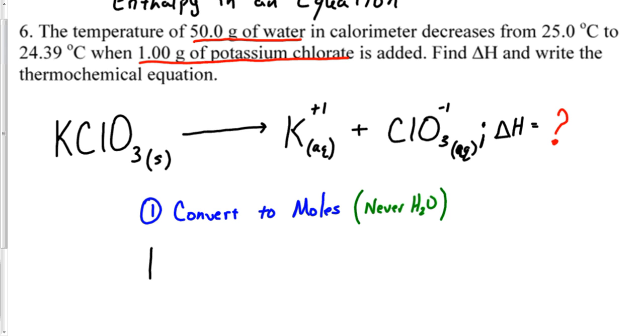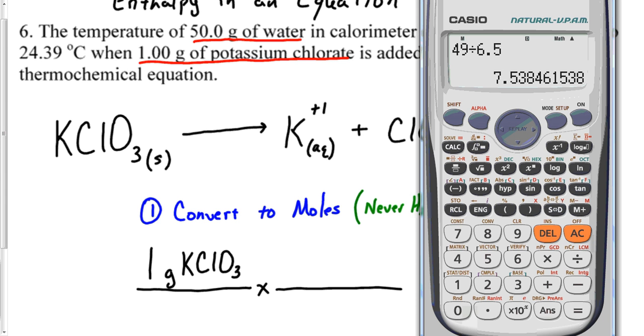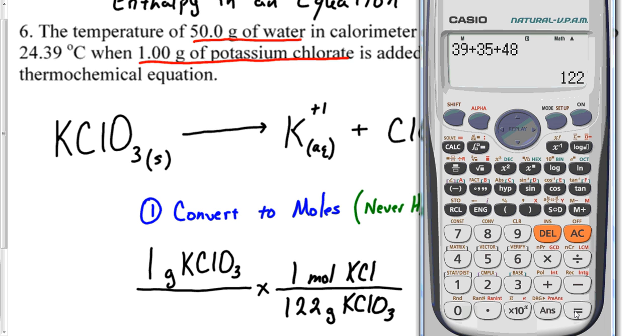So let's do this. Let's start with 1 gram of KClO3. And step number 1, we're going to convert to moles. Well, I'm going to have a mass for that first. So let's see, where's my calculator at? 39 plus 35 plus 48 for 16 times 3 means that's 122. At least I hope I'm doing that kind of quick. So there's 122 grams of KClO3 in 1 mole of KClO3.